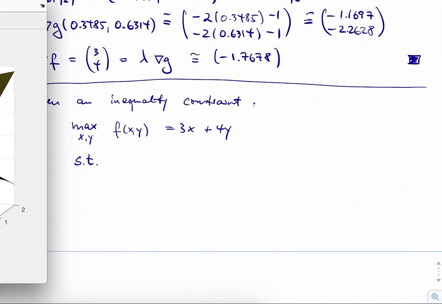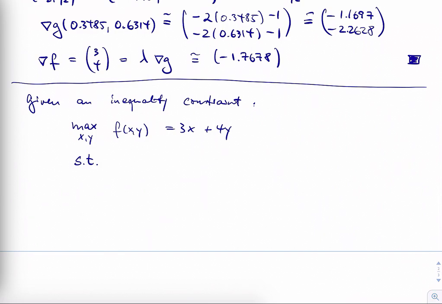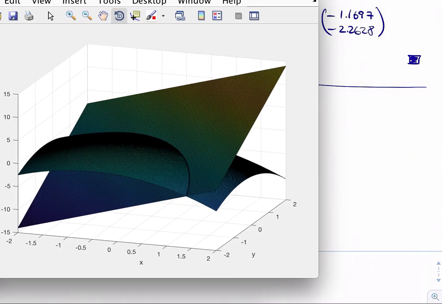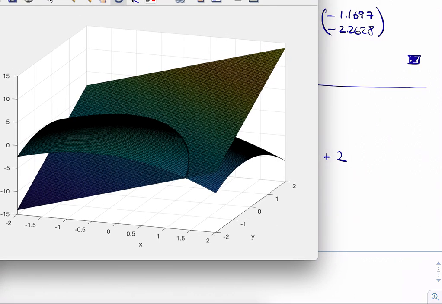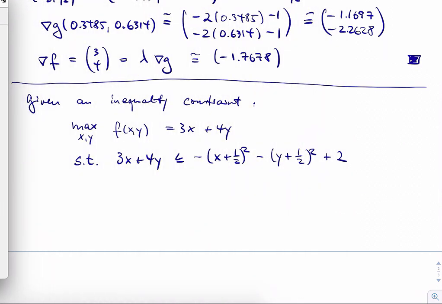Then I'm going to phrase my constraint that 3x plus 4y, which is the point on the surface, is less than or equal to, now you see where this is going, minus (x plus 1/2) squared minus (y plus 1/2) squared plus 2, right? Because we want to find the highest point 3x plus 4y such that 3x plus 4y is still underneath or on the surface of the constraint. And that means that 3x plus 4y is less than or equal to the surface of the constraint.